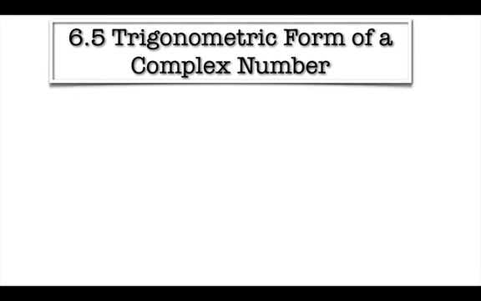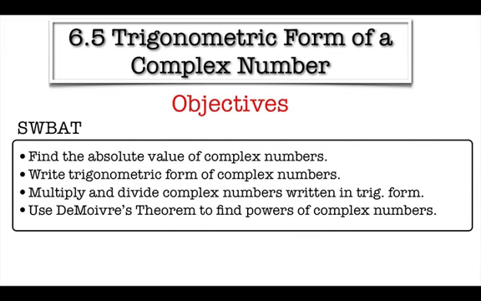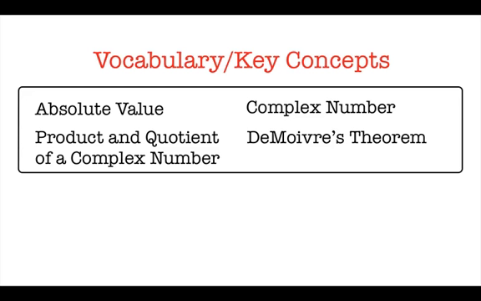6.5, trigonometric form of a complex number. Objectives. There's 4. You can pause to read. I am moving on to the next slide. Vocabulary key concepts. Same as the previous slide. You can pause to read. I'm moving on to the next slide.